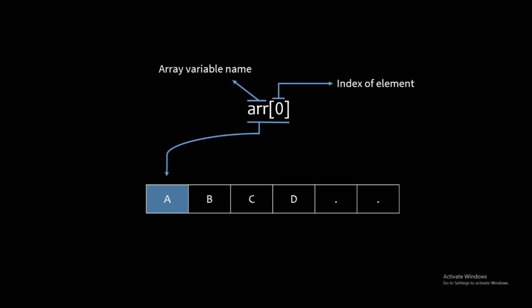So what if we try to access an element which is at the index n, which is the size of our array? We will get an error of index out of bound because that index is not present in our array, because the maximum index that can be there in our array is n minus 1.